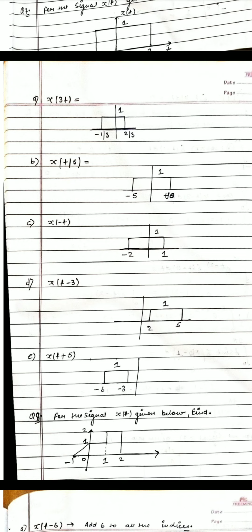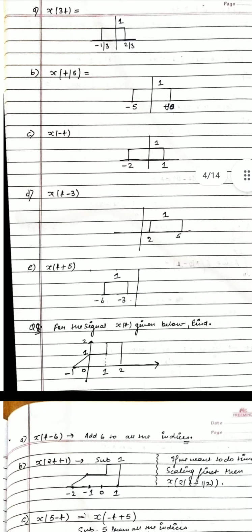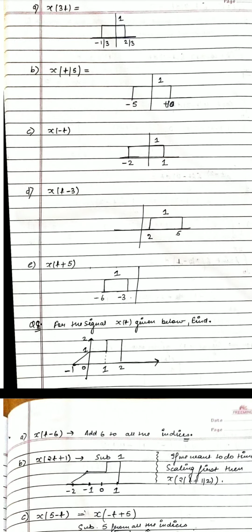Now x of minus t is time reversal. Rotate the graph about the y-axis. It's a time reversal. Wherever there is 2, it will become -2. Wherever there is -1, it will become 1. And you have to reverse the graph as well. It means you have to rotate the graph around the y-axis.